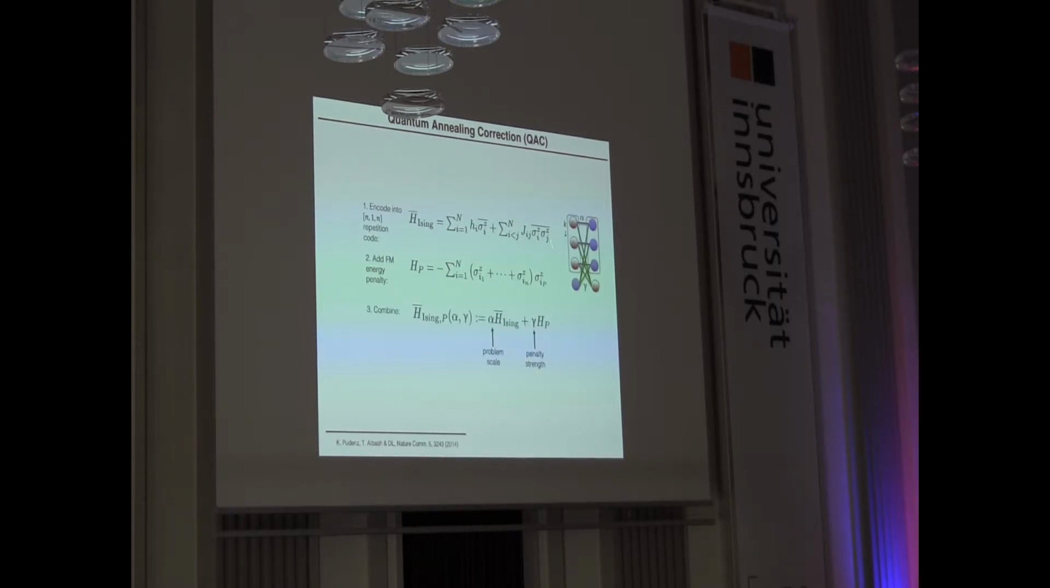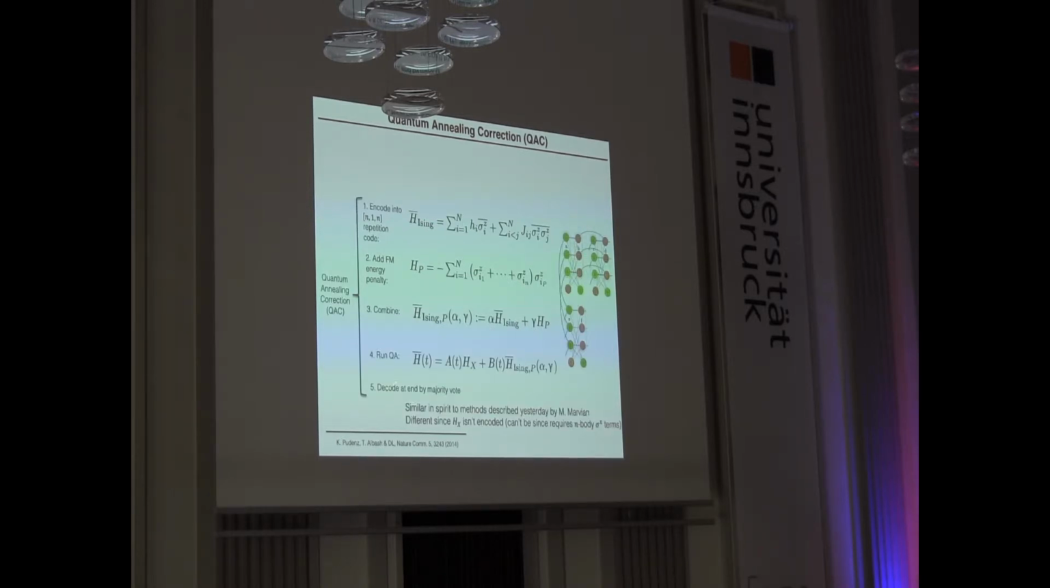And then we combine these two. So you have your encoded Hamiltonian, and you have the penalty Hamiltonian with some penalty strength, gamma, that needs to be optimized. So that's the fully encoded penalized Hamiltonian. And then we run quantum annealing. So in other words, we just add a transverse field and let the thing run. And at the end, we decode each one of the logical qubits. We decode by majority vote, simply picking the majority among 3.